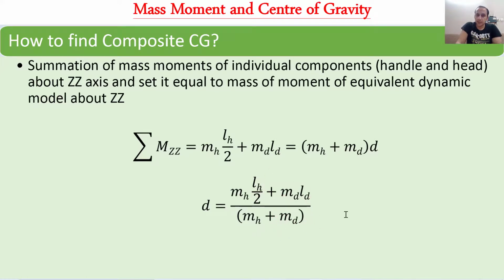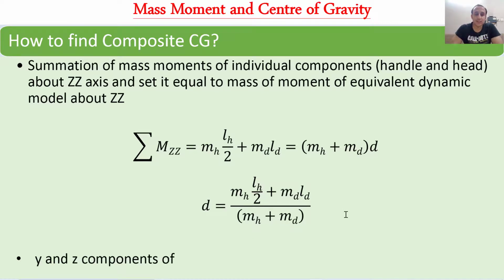Okay, so this is how you can calculate the composite CG of a system, provided you convert the complex shapes into simpler shapes. Only then will you be able to locate CG. Otherwise, you will not be able to locate CG of the whole system, because you don't know the CGs of the individual parts. You can only calculate the CGs of individual parts if you convert those irregular shapes into regular ones.